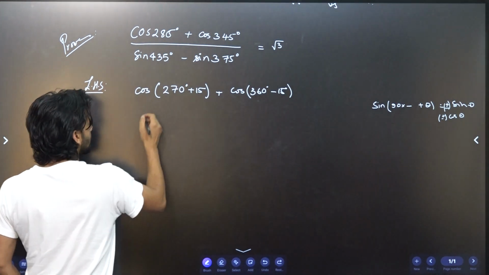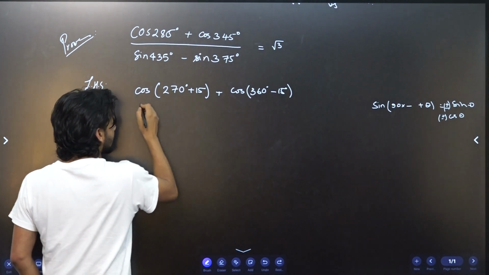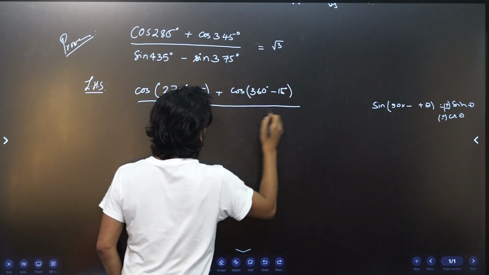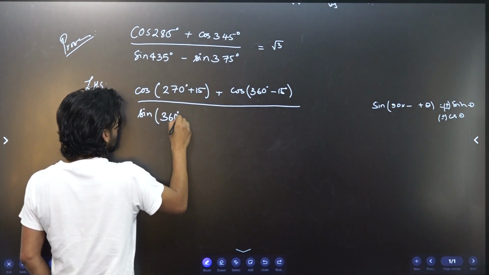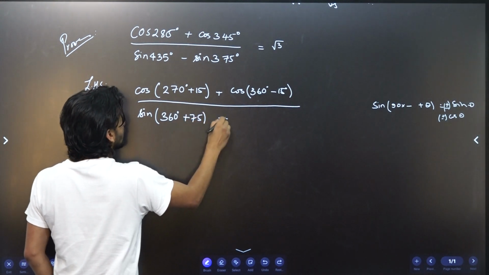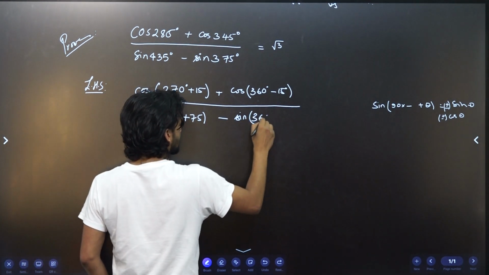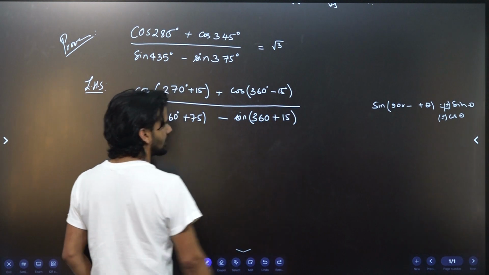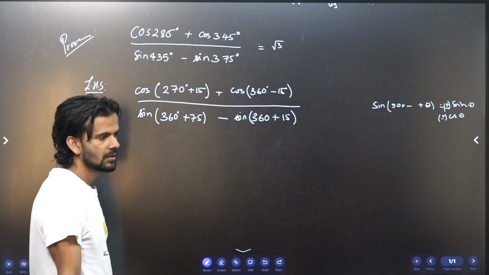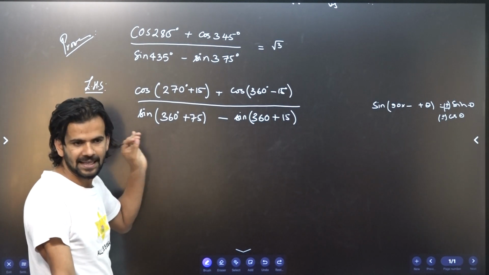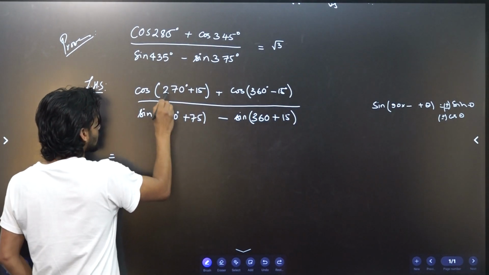Isn't that interesting? Because you know what happens when there is 270 plus theta, or 360 plus or minus theta. So you get sine 360 plus 15, minus sine 360 plus 15. Looks like all of them are going to be reduced into angles of 15 degrees, and that makes our calculation much easier.